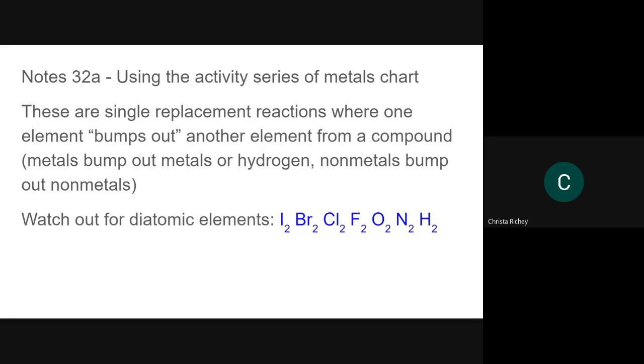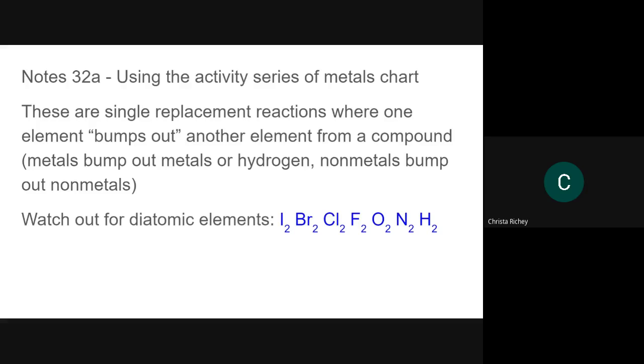You need to pay attention to your diatomics. Okay, it is iodine, bromine, chlorine, fluorine, oxygen, nitrogen, and hydrogen. Most of them will say gas because chlorine, fluorine, oxygen, nitrogen, and hydrogen exist naturally in the gaseous state. If you have one of those, like today's opener, chlorine gas is not Cl, it is Cl2. But the zinc was not one of those. So zinc by itself was just Zn.